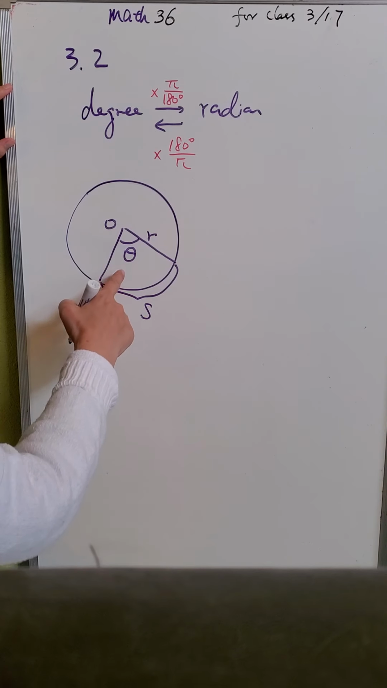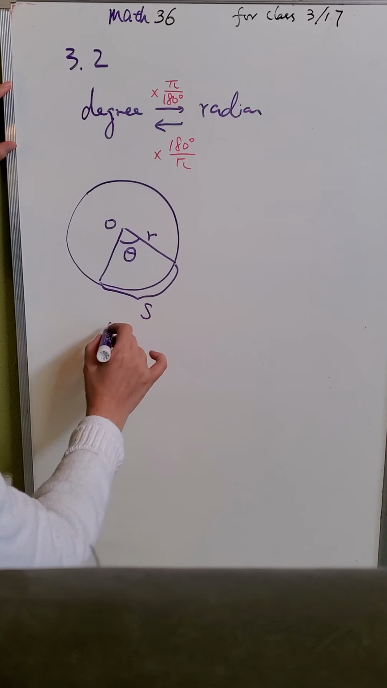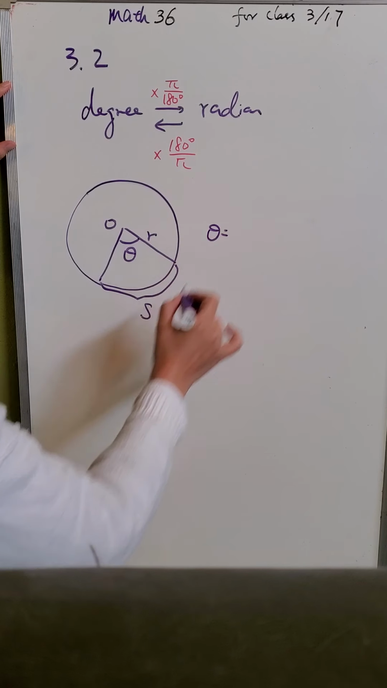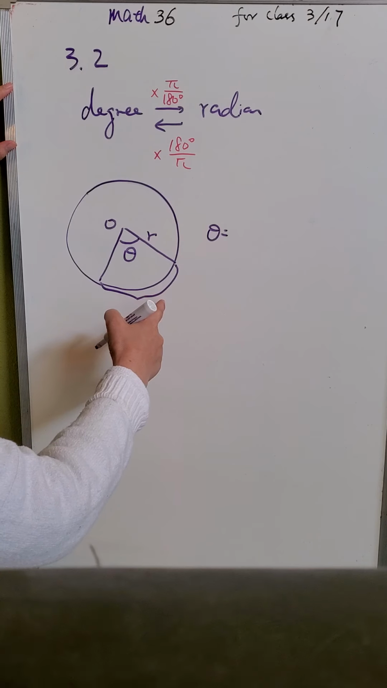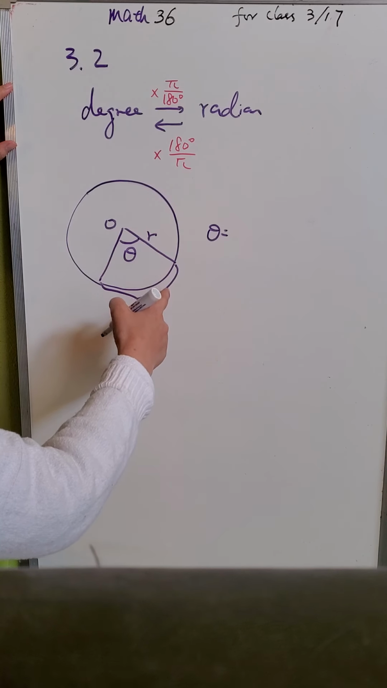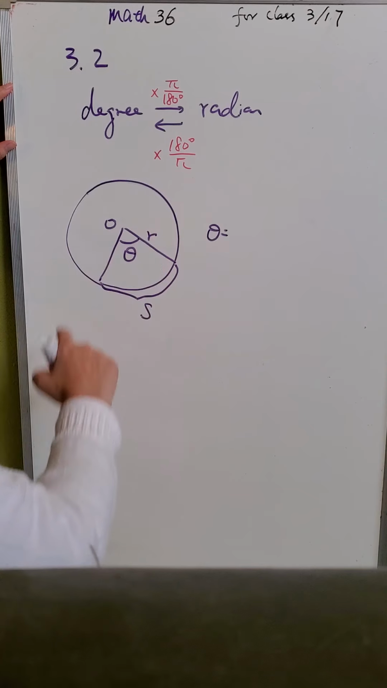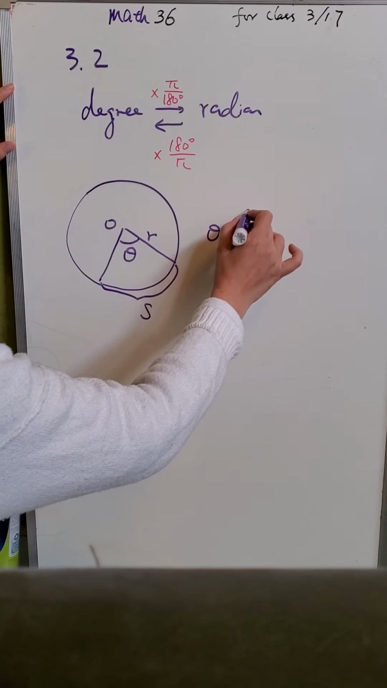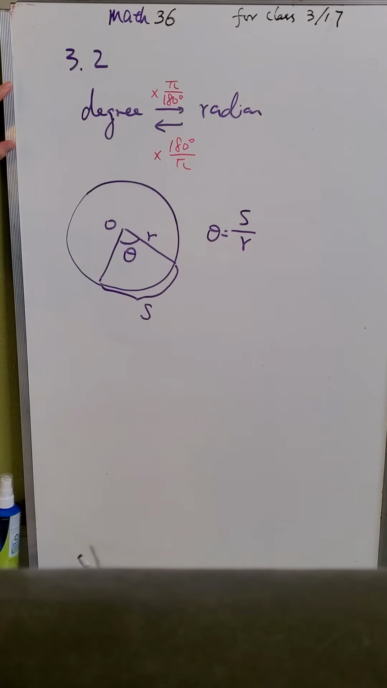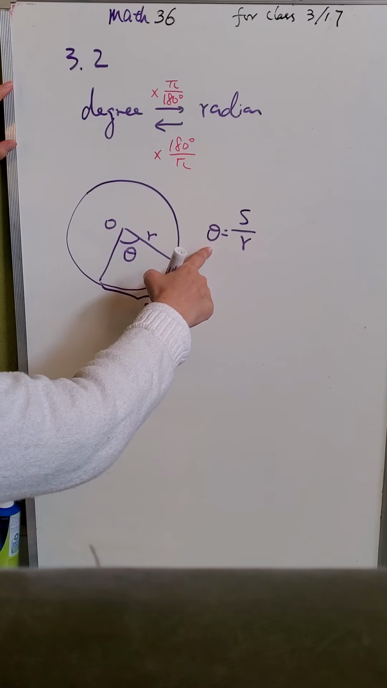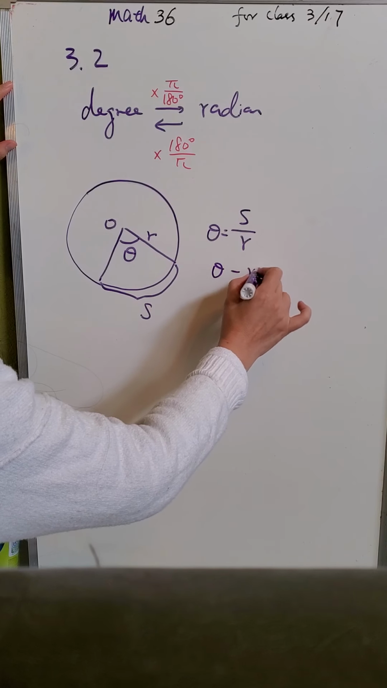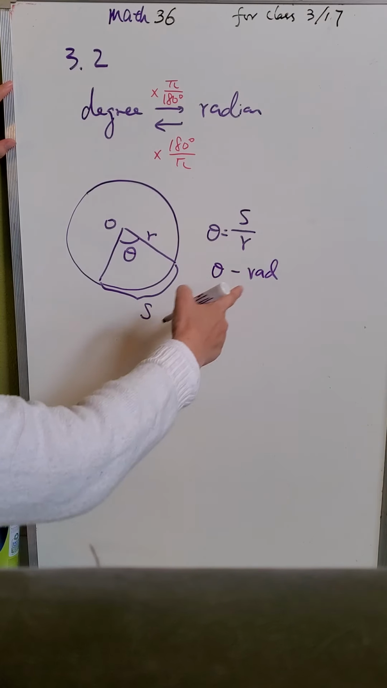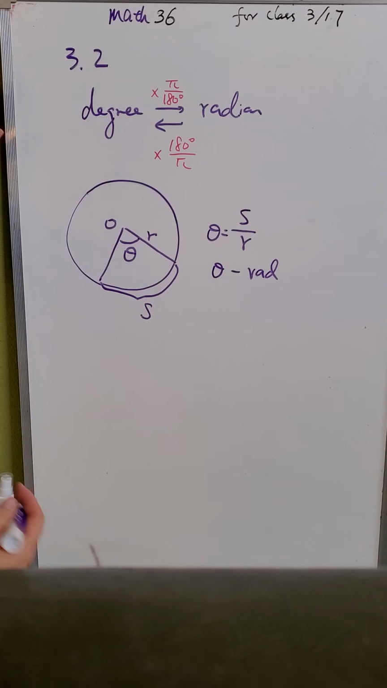If I want to find this angle, my formula will be theta equals S over R. For this angle, we're going to use radians to represent it, so this theta is in radians, RAD. That's the reason why I want you to learn radians. Now let's see the examples.